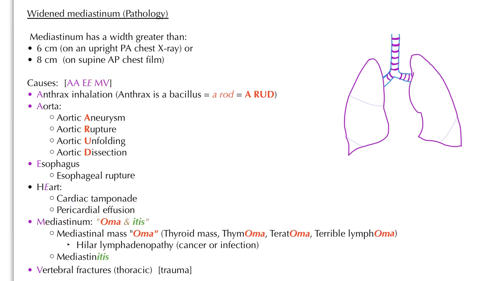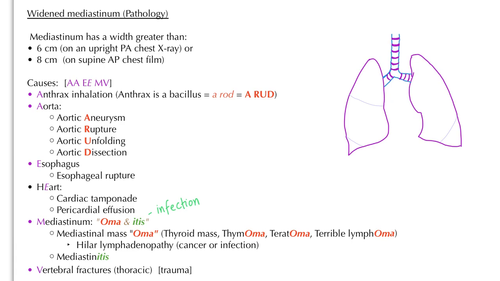Then we have MV. The M has the oma and the itis. Cancer is painless, inflammation is painful. Mediastinal mass could be a thyroid mass, thymoma, teratoma, or terrible lymphoma. Those are benign and malignant, some of them benign, some malignant. Hilar lymphadenopathy could be cancer or infection. Cancer is painless, infection is painful. Mediastinitis, which is fatal, and you have vertebral fractures such as the thoracic vertebral body fracture.